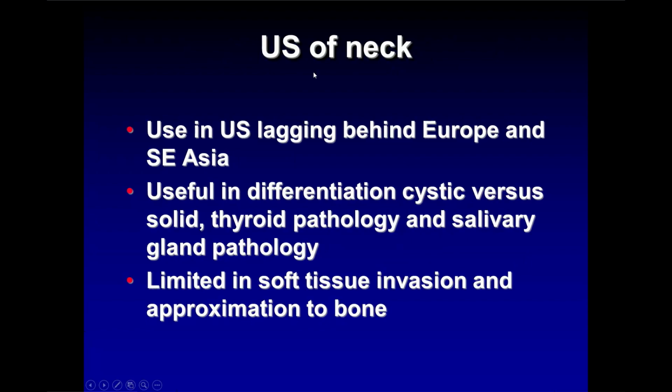So ultrasound of the neck probably has increased utility, and there is certainly more experience with it in the thyroid, but its use in the US is lagging behind Europe and Southeast Asia. It's in general useful in differentiating cystic versus solid pathologies, and also for thyroid pathology and salivary gland pathology. But it does have some limitations, particularly in soft tissue invasion and approximation of masses to bone.